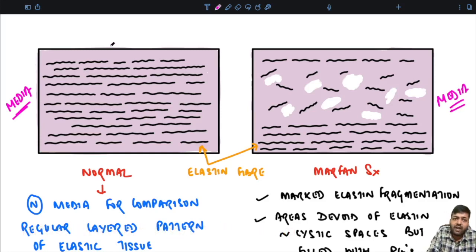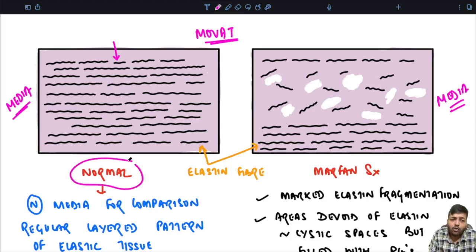The elastin fiber, which is shown in black over here. Usually there is one stain that is called the Mowat stain, which highlights the elastic fibers, and the elastic fibers show black in this particular staining.